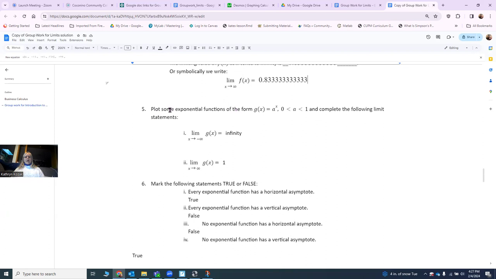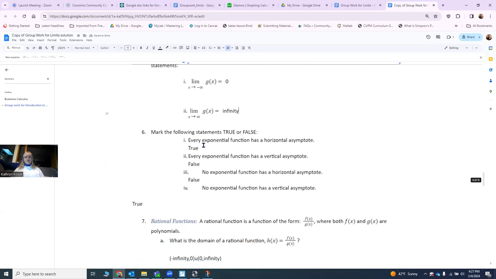Plot some exponential functions and see what's happening. I will let you know that as x goes to negative infinity, g of x will go to infinity. As x goes to infinity, g of x will actually go to 0. Actually, I'm sorry, that's not right. As x goes to infinity, g of x will go to 0, and as x goes to negative infinity, this one will go to infinity. Yeah, that's correct, as long as a is between 0 and 1. And you can graph those up and see those.